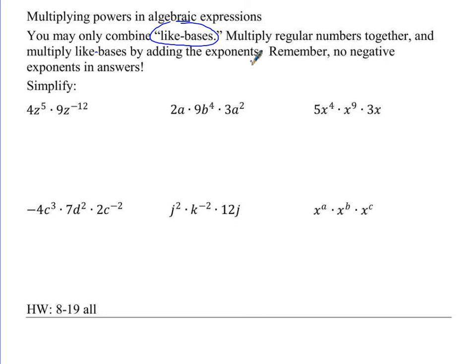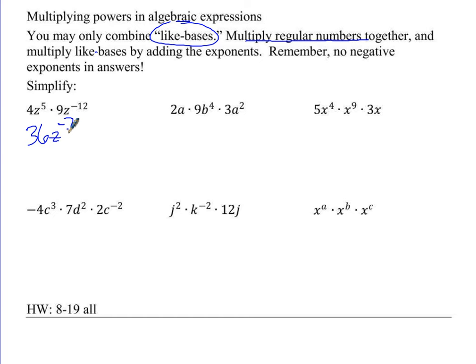We want to simplify this. I said the numbers multiply. Multiply regular numbers together. So we have a 4 times a 9, which is 36. And then we have a z to the 5th times z to the negative 12th. Those are like bases. So what do I do with my exponents? Add them. And we get z to the what? 5 plus negative 12 is negative 7.